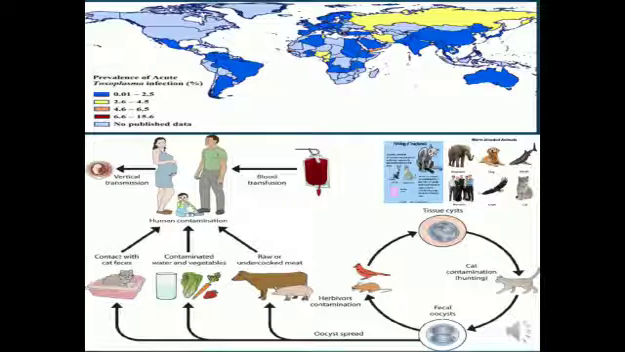Toxoplasmosis is caused by a single-celled parasite called Toxoplasma gondii. It is the most successful parasite in the animal kingdom. It is a parasite of most warm-blooded animals, yours too. It is the leading cause of abortion in humans.